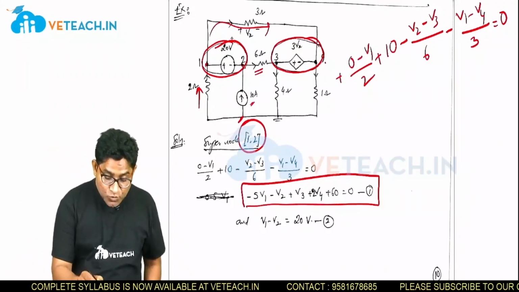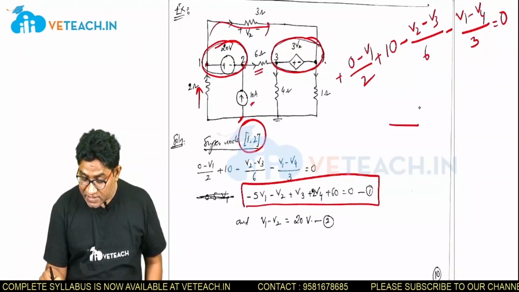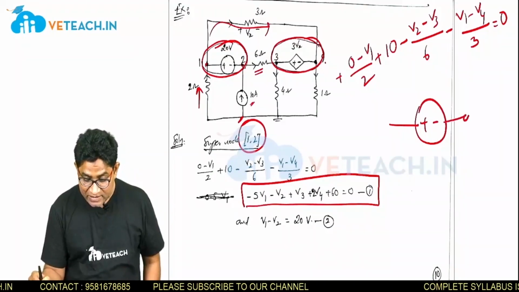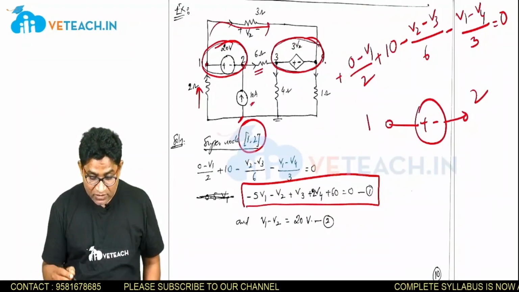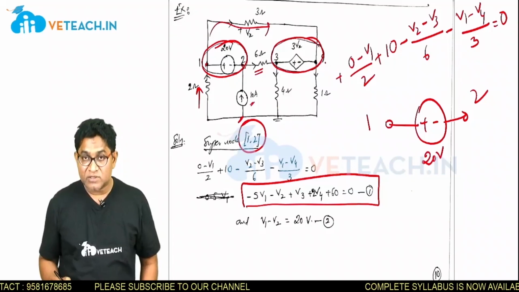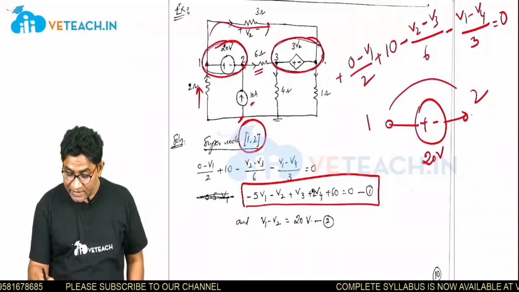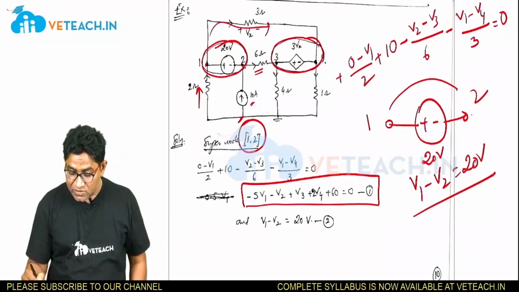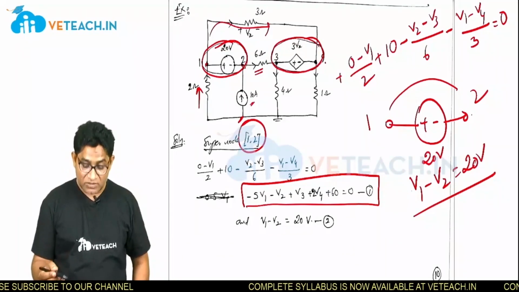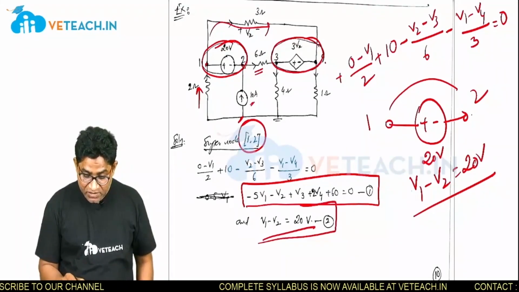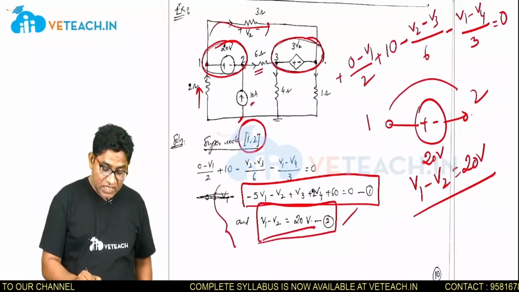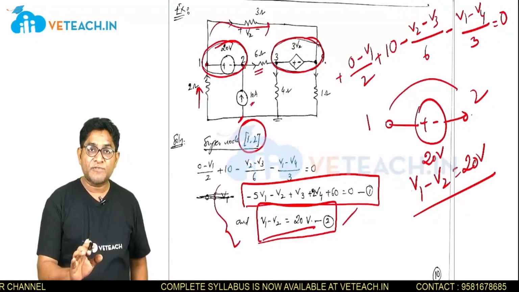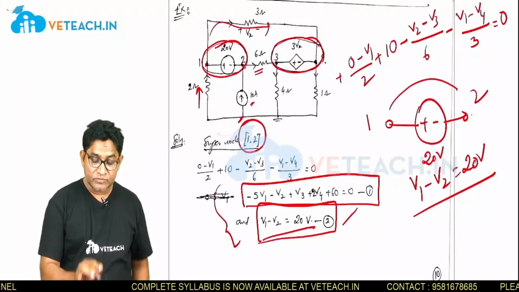Next, for this super node, see, this is plus and minus, this is 2 and this is 1, and its voltage is given as 20 volts. So what we have to write here is V1 minus V2 is equal to 20 volts. This is equation number 2. So this comes under the super node formed by clubbing nodes 1 and 2.